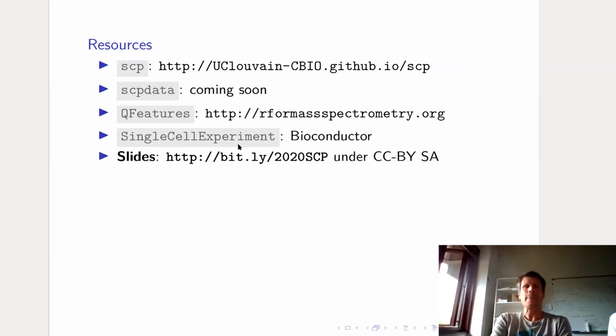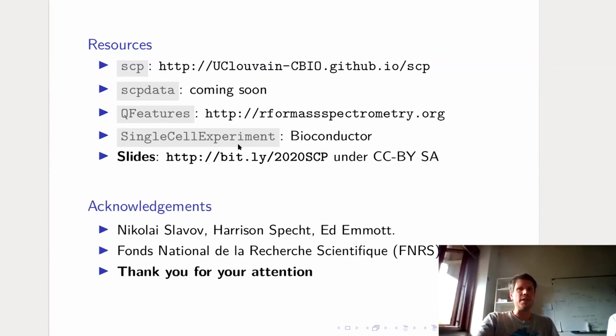The QFeatures package has been around already for quite some time, and it's part of the R4 mass spectrometry effort. So if you go to r4masspectrometry.org, you will be able to find a link to the QFeatures that already comes with plenty of documentation, and QFeatures will be available from Bioconductor very, very soon. And finally, the SingleCellExperiment, also available from Bioconductor. And if you go to that URL there, you'll have access to our slides.